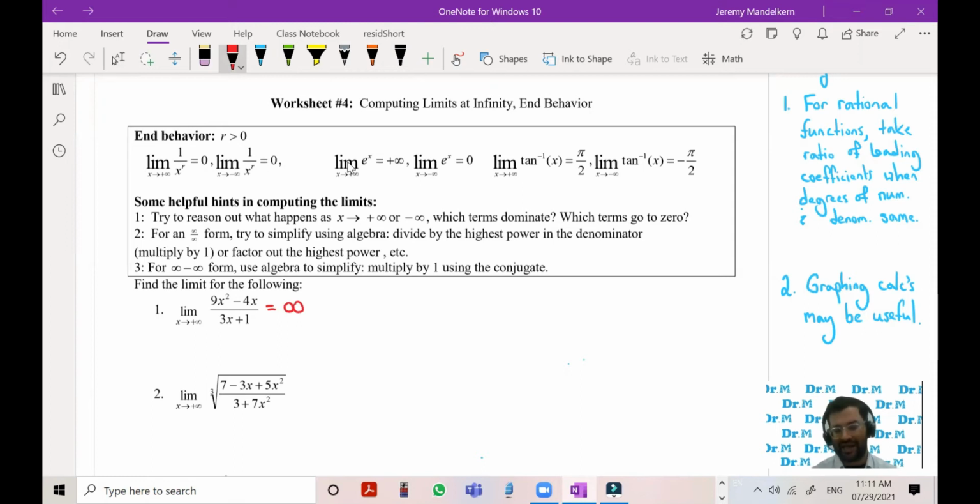Alternatively, DNE can also be written, as in does not exist. Anytime a limit is not a real number, we can write this, DNE is okay too.